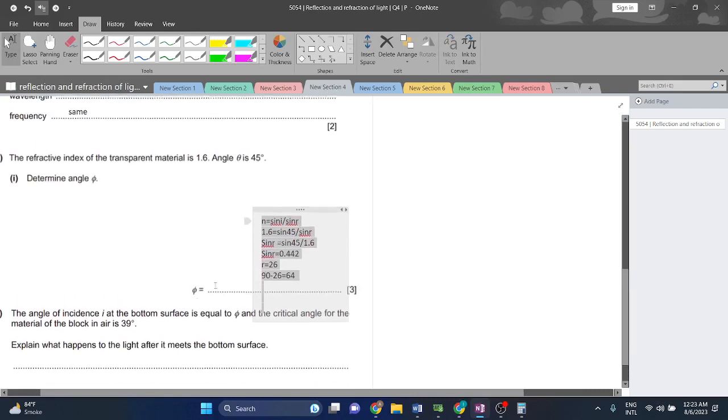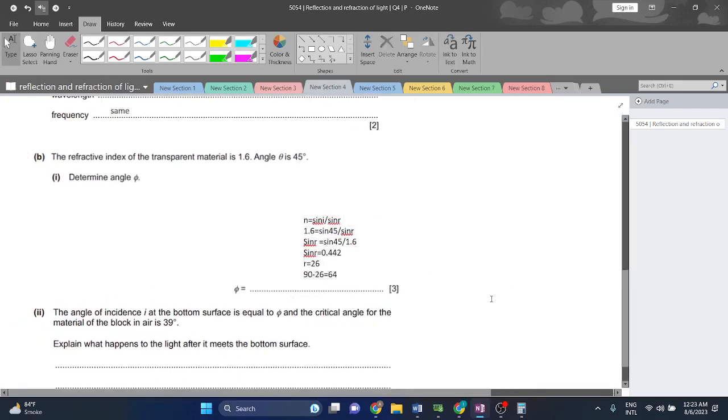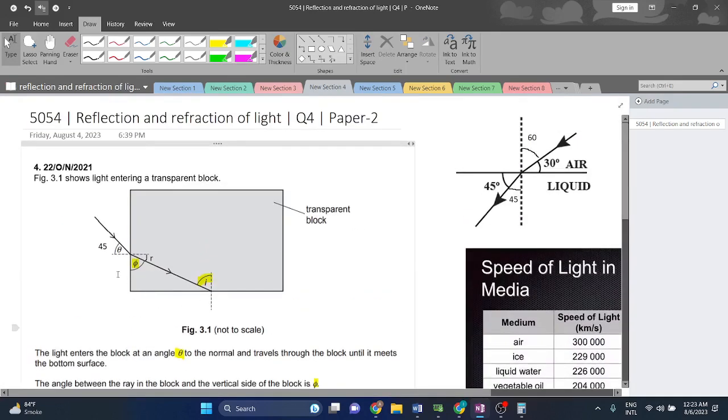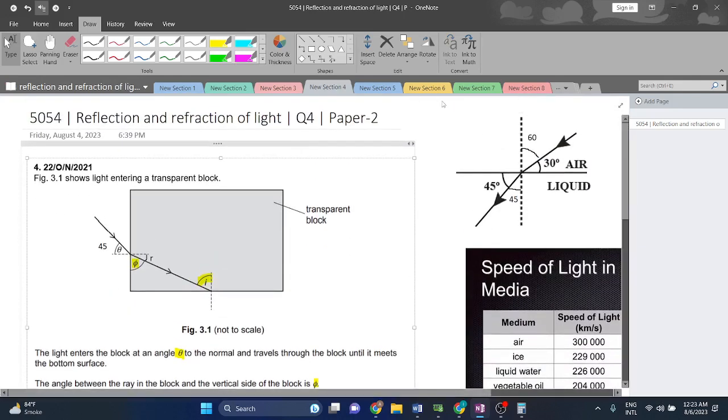तो आगे चलते हैं. The angle of incidence i at the bottom of the surface is equal to phi. अच्छा, this angle is equal to phi. So this is 64.